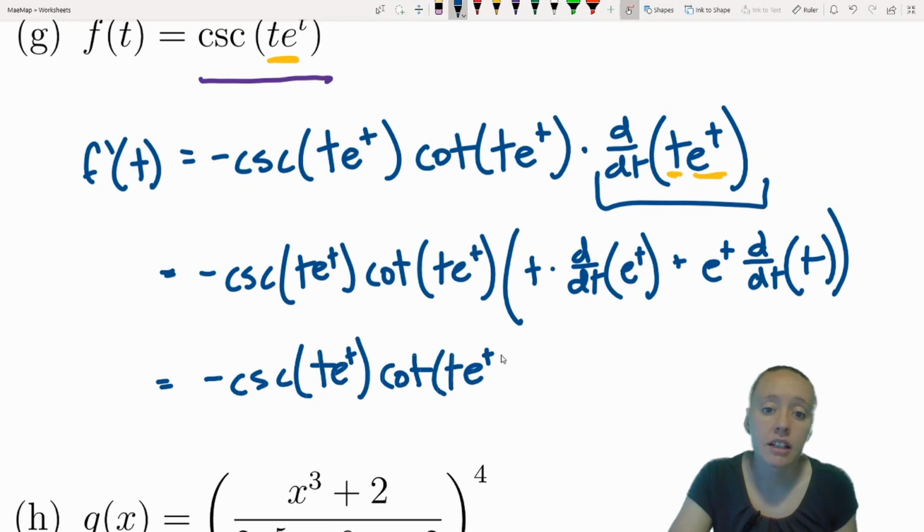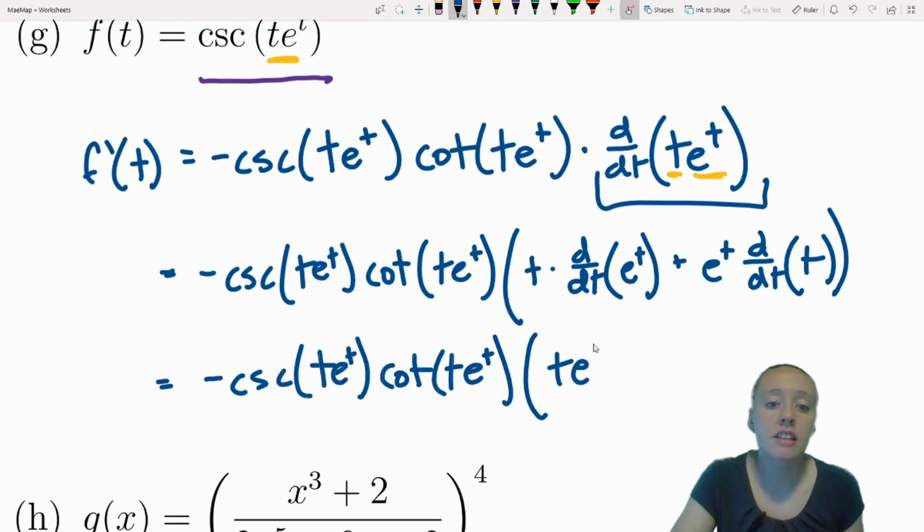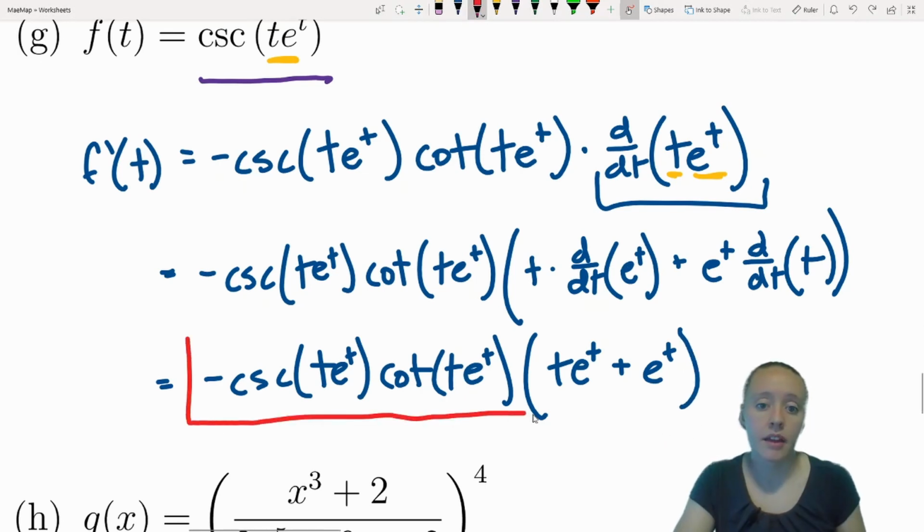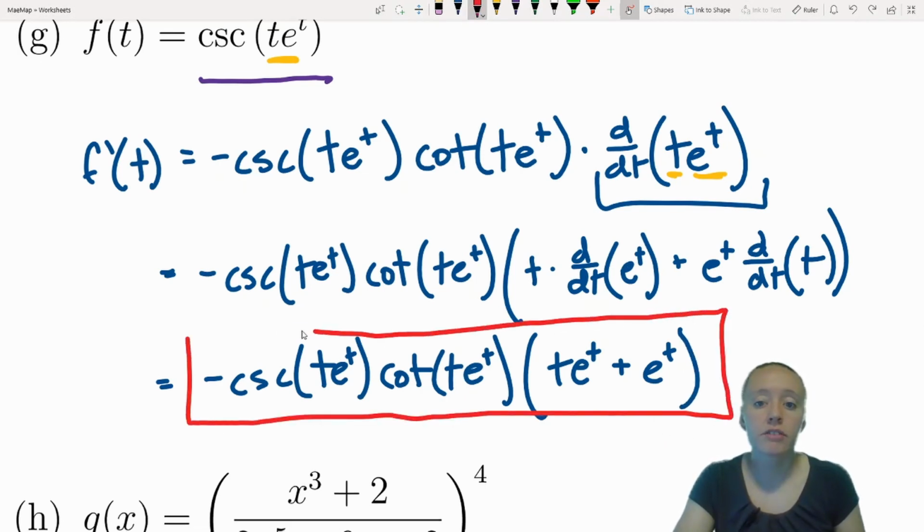e to the t, and that all gets multiplied by t times the derivative of e to the t is e to the t plus e to the t times the derivative of t, which the derivative of t is just 1. So this just stays as t e to the t plus e to the t. And that's our derivative for part G.